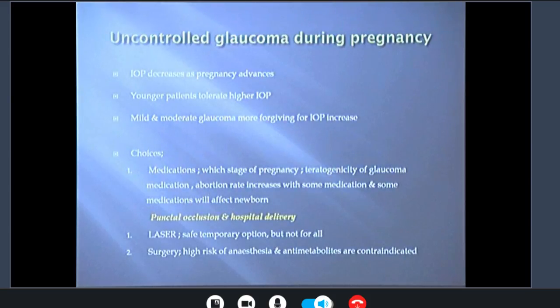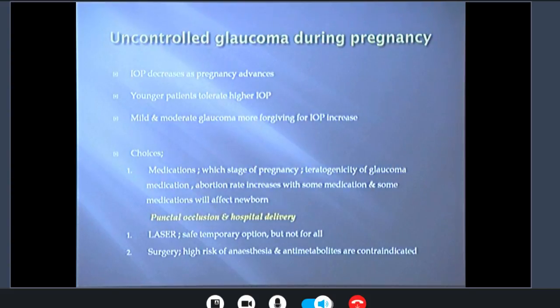But this is not the scenario. A lot of the time we will face a patient that's pregnant and has glaucoma, and most of them will stop their glaucoma medication because on the leaflet there is a precaution to use in pregnancy or it is contraindicated.